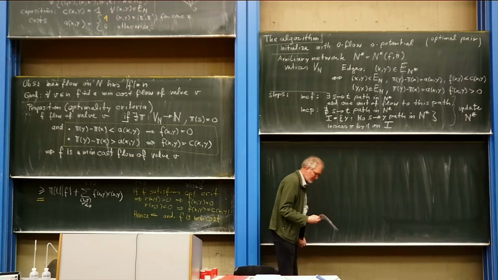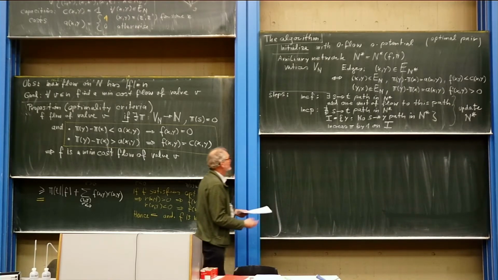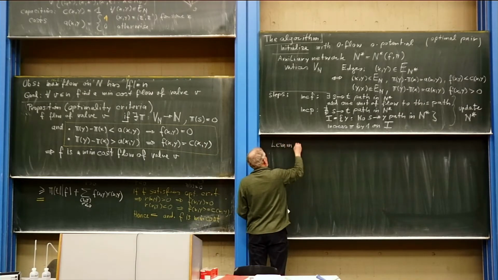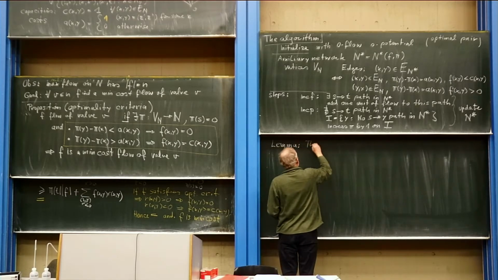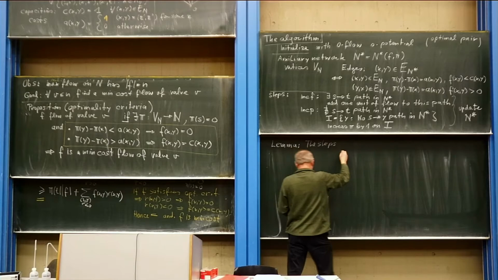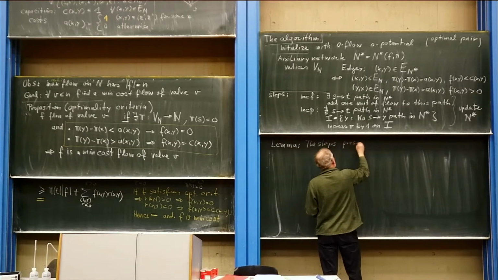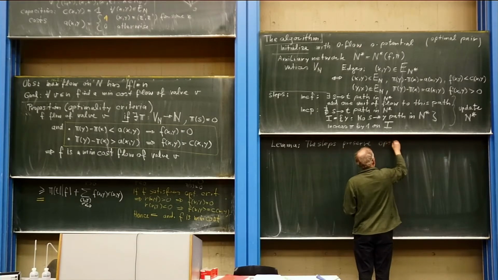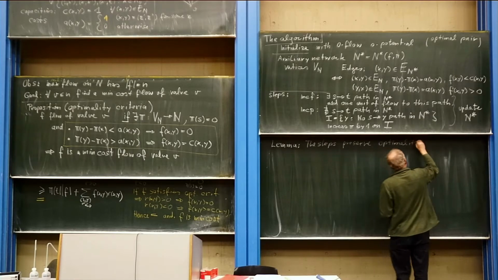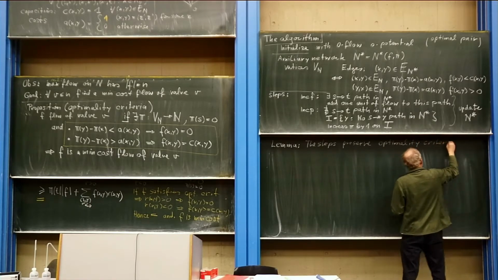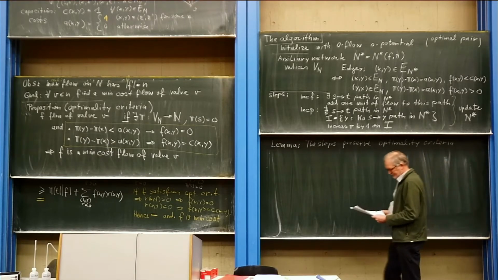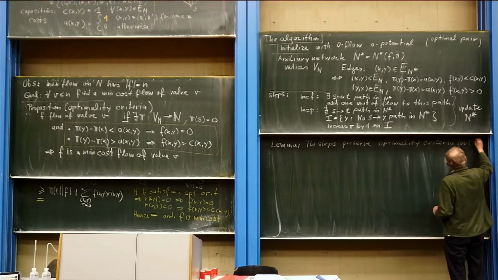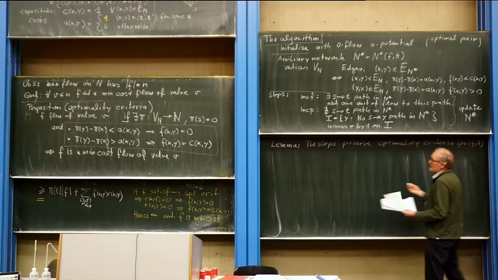claim is that these steps, let's make it a lemma, these steps preserve the validity of the optimality criterion for the pair f, phi that we carry through.